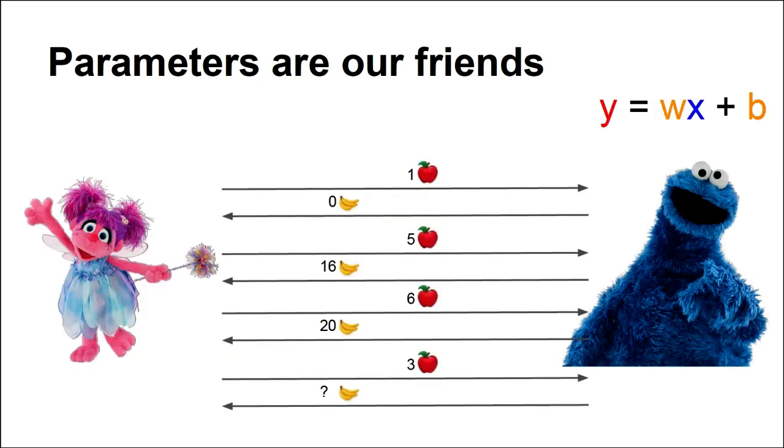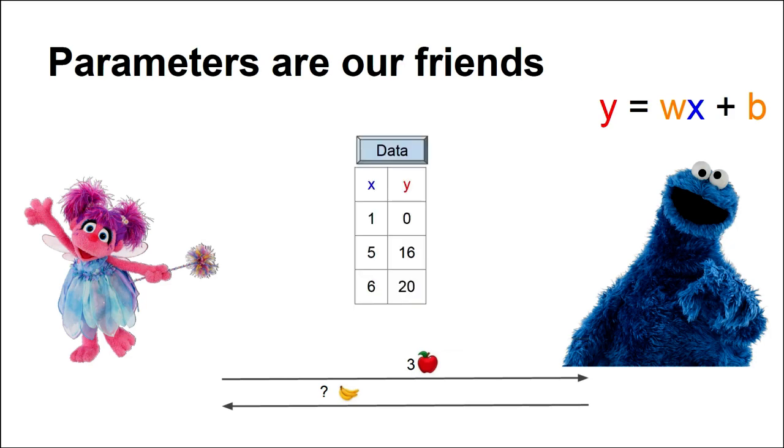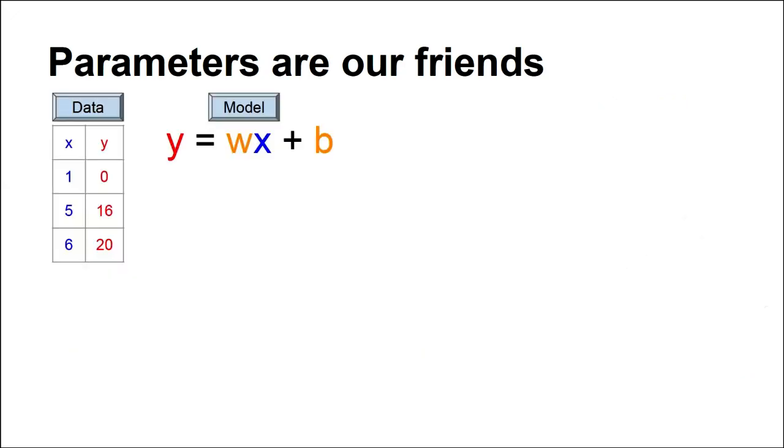So let's say that right now we will model the Cookie Monster using that model there, which is y equals wx plus b. And the data is what we have observed, and we want to train a model using this data. So basically, you can represent the data in this table, which is the values of x and the values of y. So now we have the data and the model. So what else do we need?